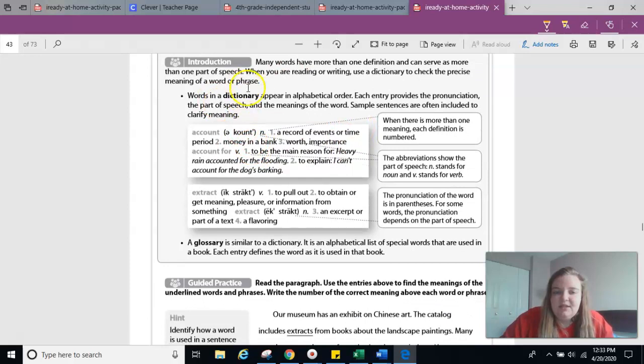So this is describing how a dictionary works. When you look up the word and there are numbers with definitions after it, that means there are multiple definitions, so they are numbering them so you can try to find which definition best matches the word that you want, okay? The N would be noun, V is verb, I don't see it, ADJ would be adjective, okay? The pronunciation of the word is in parentheses, so right here, it's going to be how it's phonetically said, so extract.